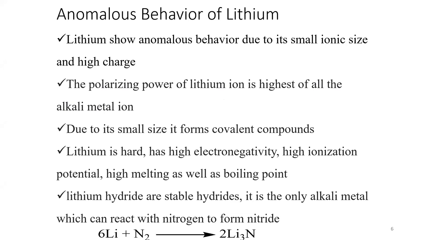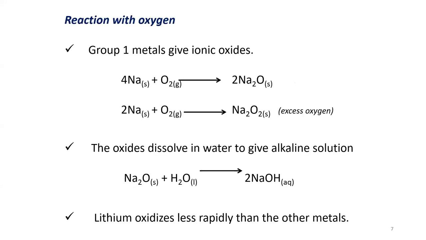Your lithium is hard, that is why it has a high melting and boiling point. It has high electronegativity, while electronegativity of your group one elements reduces down the group. It has high ionization potential because it's closer to the nucleus, and high melting as well as high boiling point. It forms a stable hydride. And your lithium is the only group one element that forms a nitride. So we have our lithium nitride.